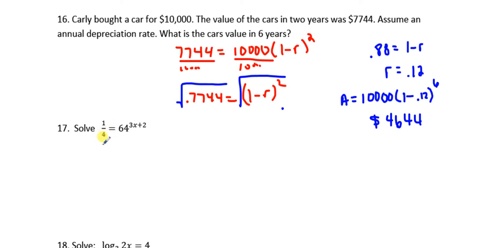17. We want to look at these, 64 and 1/4 are all, we can put in as the same base. 1/4 is 4 to the negative 1 power.